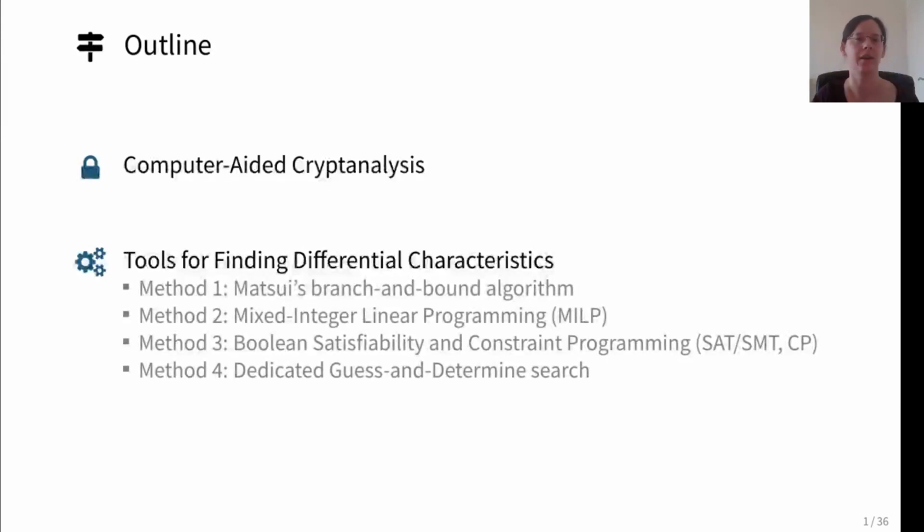And those 2 are going to be mixed integer linear programming, which we're going to look at in some detail, and then Boolean satisfiability and constraint programming, which we're going to have only a brief look at, because this Boolean stuff is both related in some ways to the MILP approach and in some ways to the 4th method that we're going to look at, which is a dedicated search tool, which was programmed specifically just for the goal of looking for differential characteristics. But the underlying ideas are quite similar to SAT solvers, which is why we don't go into too much detail on SAT solvers. Okay, so this is the outline for today.